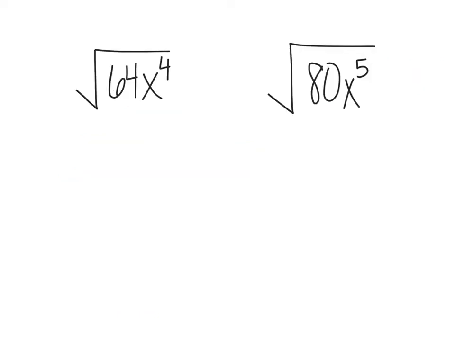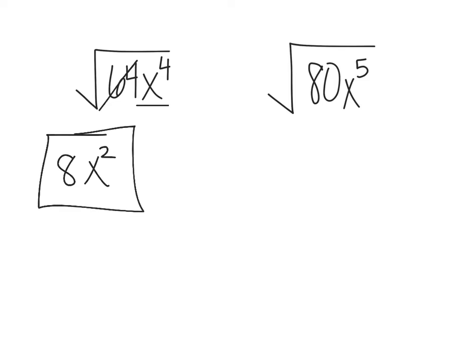Okay, let's try another one. 64 x to the 4th, and then take the square root of that. Well, 64, I know I can do the square root of that right away, which is 8. X to the 4th, I can also do the square root of that. What times what is x to the 4th? Well, x squared times x squared is x to the 4th, so this would be my final answer.